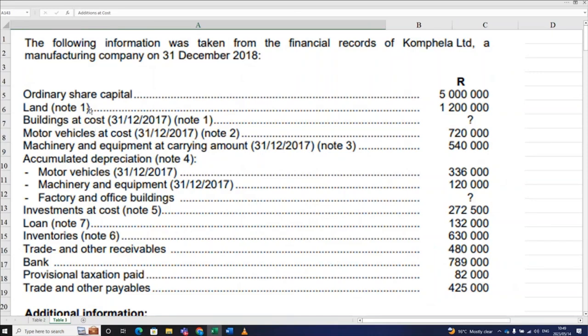Okay, so for example, ordinary share capital of 5 million here, it's an equity item, so for our purposes it's irrelevant. If they asked for the whole statement of financial position, then yes, we'd have it there under equity. But because they're only asking for the asset section, you know that your trade and other payables and liabilities will not be included. Okay, all right. So very important to know that.